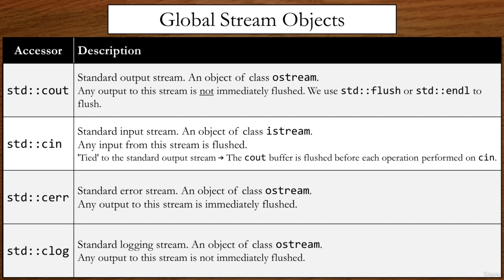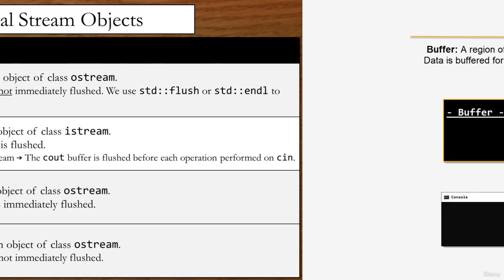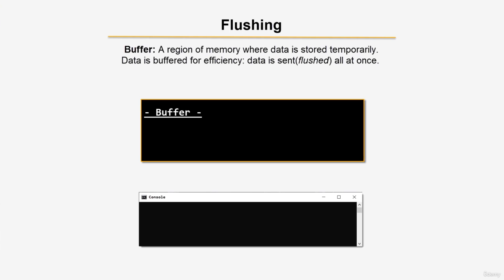A few more notes with the standard output. Any output to the stream is not immediately flushed, so we need to talk a bit about what flushing means. Firstly, we have something called a buffer, which is a region of memory where data is stored temporarily. It is basically an intermediary memory location. If data is stored in that temporary memory location, then we refer to that memory as being buffered. Data is buffered for efficiency. It is more efficient to send, or in other words to flush, all of the data at once than to send it bit by bit, or in chunks.